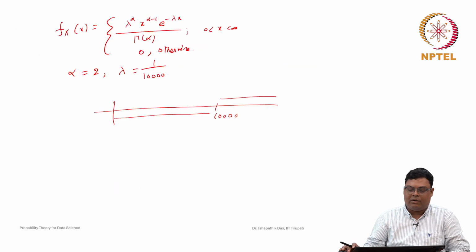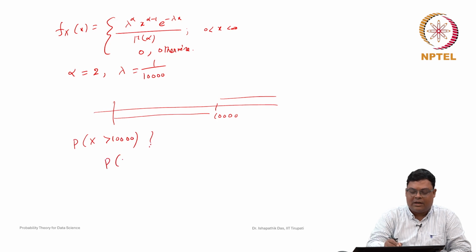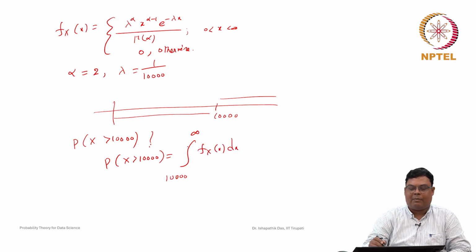So, we will find this probability. The question asks what is the probability that x is greater than 10,000. This is nothing but the integration from 10,000 to infinity of f(x) dx, where f(x) is the gamma probability density function. This is the probability we have to find out. So, let us do it.